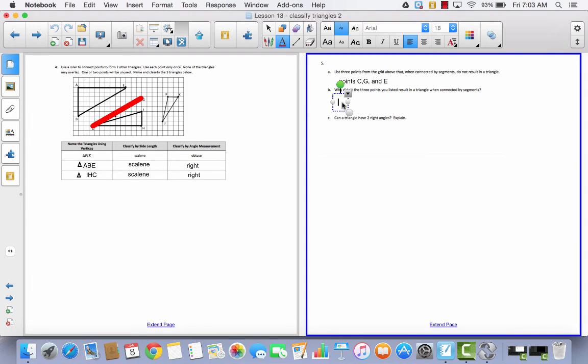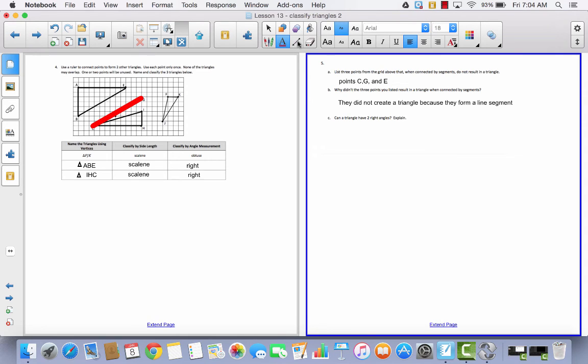Why didn't they? They did not create a triangle because they form a line segment. When you have 3 points in a line, they're going to create a line segment and not a triangle.